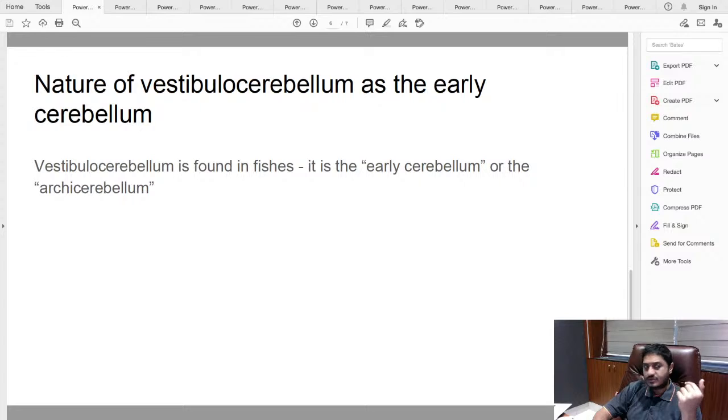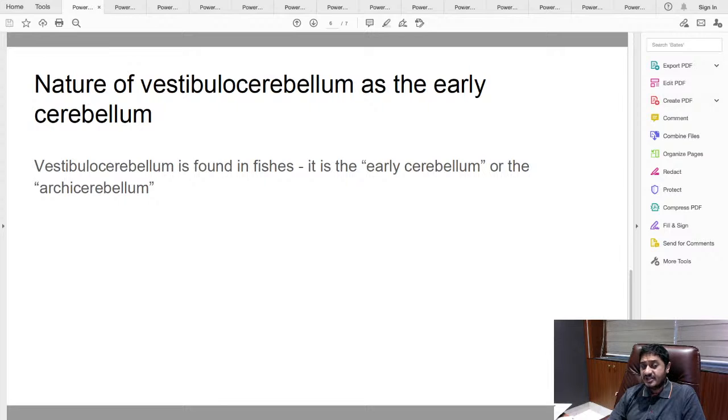Important to note is that the vestibular cerebellum is found even in fishes. It is the earliest form of cerebellum. Note that when something is early, we usually call it paleo. But in this case, the paleocerebellum is the spinocerebellum. So the earliest cerebellum, we call the archicerebellum. Archi, very very old, as in archaeology. This archi shares the root with words such as archaeology, something that must be extremely old. So phylogenetically speaking, this vestibular cerebellum is quite old as a structure.